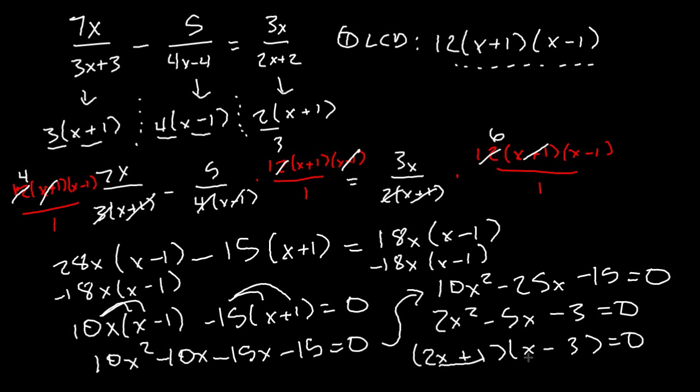So if you set each parenthesis equal to 0, you would end up with x equals negative 1/2 and positive 3. And that, my friends, is solving rational expressions.